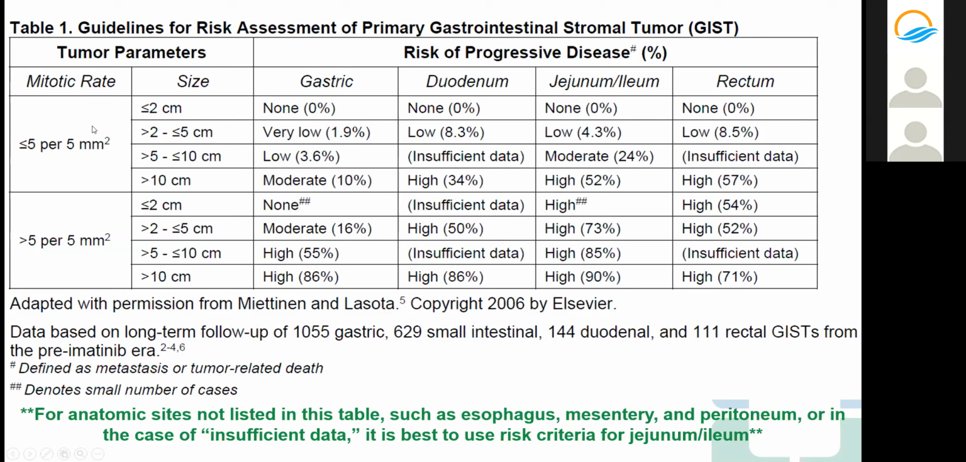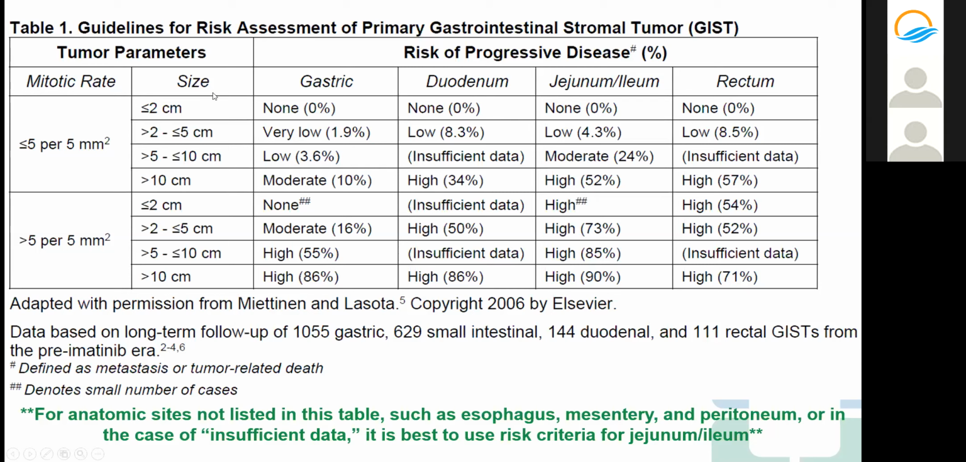You'll notice the AJCC staging system currently does not incorporate mutation status into this table of prognosis anywhere. And that is something that will certainly change, I'm sure, in the coming years as we learn more and more about these tumors. But for now, all of the prognostic factors are based on clinical and pathologic evaluation.